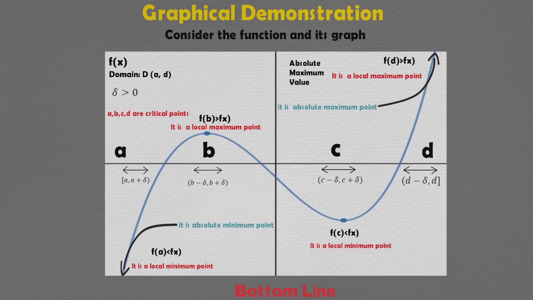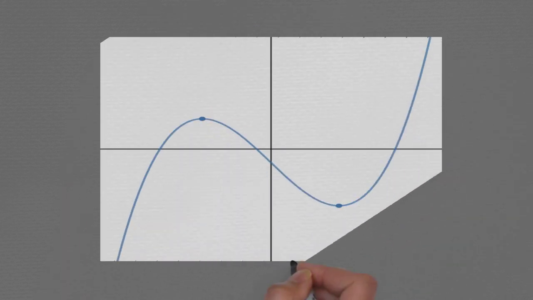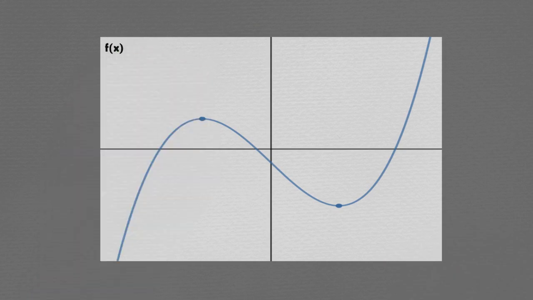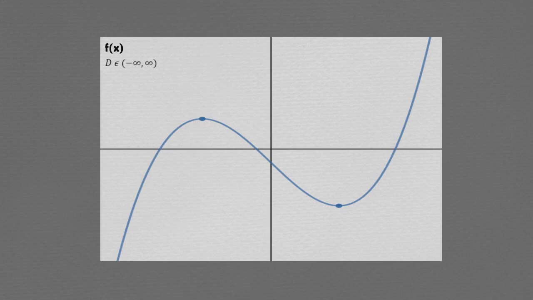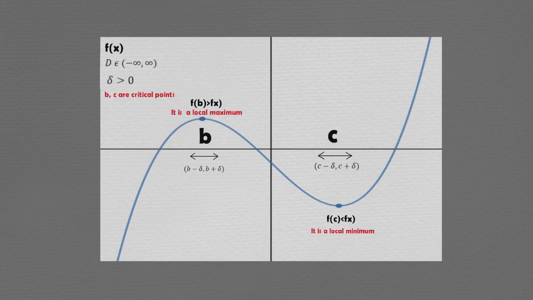There can be only one absolute minimum and one absolute maximum, but there can be multiple local minimum and local maximum values. What if we change the domain of the function from the a to d interval to minus infinity to infinity? In this case, the critical points are b and c only.